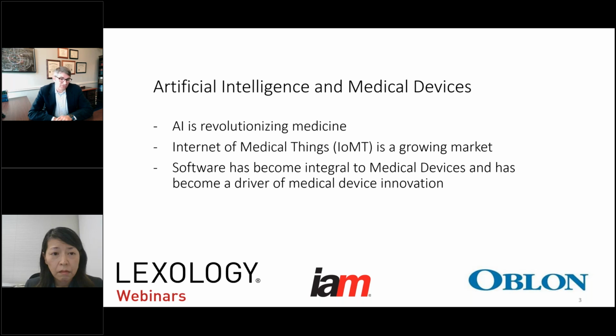And this is through kind of two ways. One is through the implementation of Internet of medical things, so devices that generate big data, which is necessary for artificial intelligence, and also through the use of software, which has really become more integral to medical devices than ever was in the past.